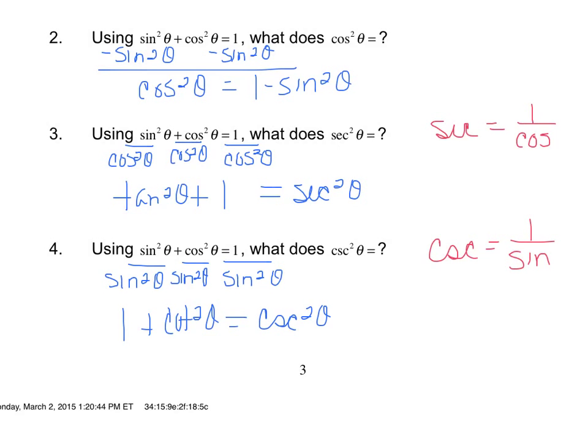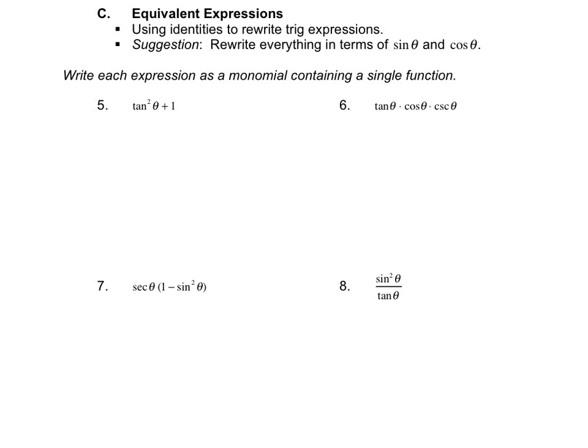All right, let's go on to equivalent expressions. Using identities to rewrite trig expressions. So if we can use an identity to rewrite it, they want us to do so. What do I mean? Well, for example, number 5, tangent squared of theta plus 1 is a trig identity. That actually equals secant squared of theta. But if I didn't memorize my identities, I would have never been able to do that.